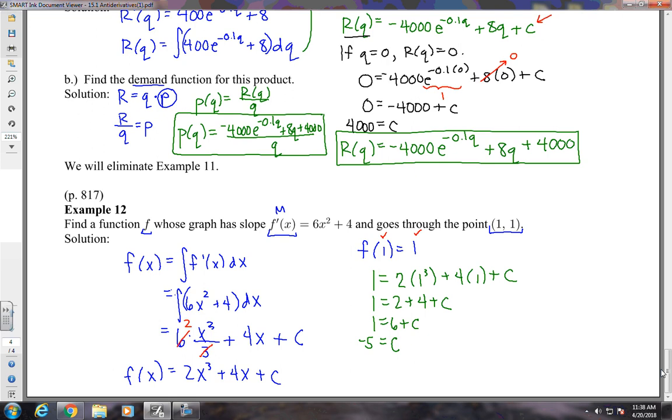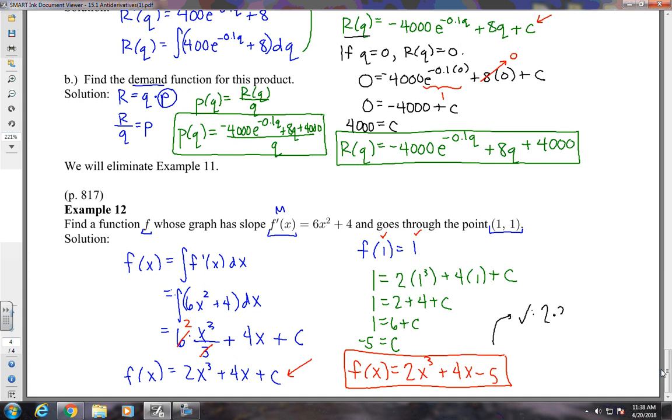So the function that we found over here, we can refine and say f of x is 2x cubed plus 4x minus 5. You could graph it and verify that it passes through the point 1, 1. You could find a derivative. In fact, let's do that. If I check this answer by differentiation, the derivative would be 2 times 3x squared plus 4, or 6x squared plus 4, which matches the original given derivative.